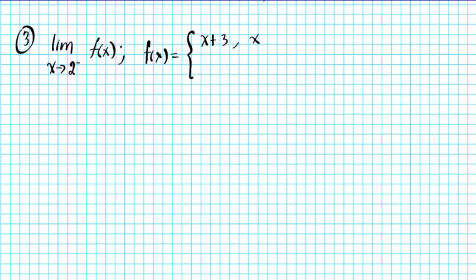Let's say you're to evaluate the following limit. You're to evaluate the limit as x approaches 2 from the right, 2 from the left, of a function where the function is the piecewise defined function f of x equals x plus 3 when x is less than 2 and the square root of 2x minus 1 when x is greater than 2.